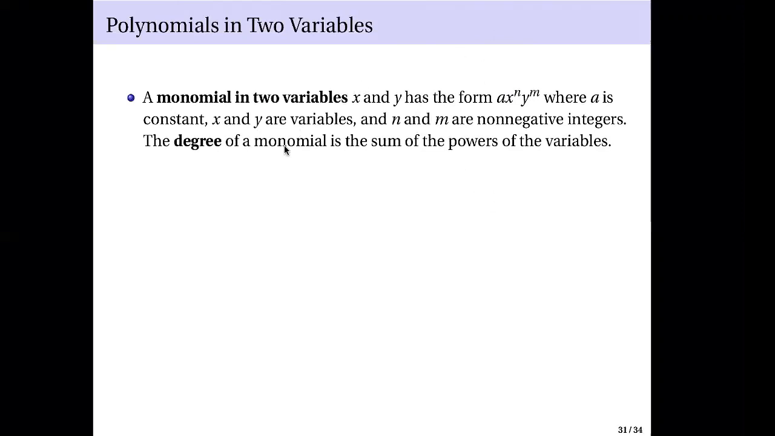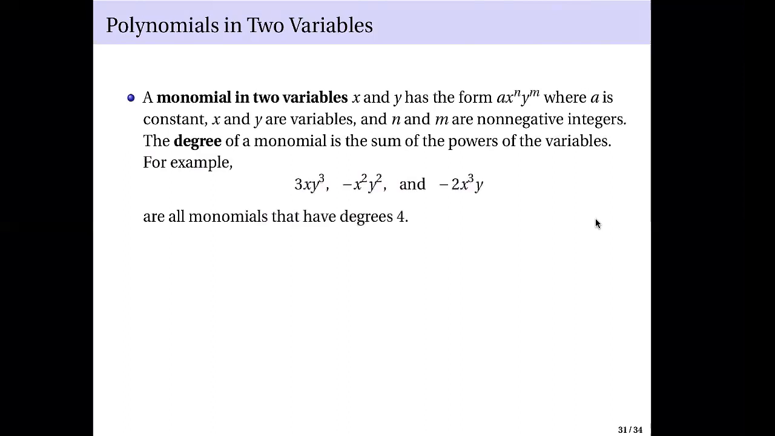The degree of a monomial is the sum of the powers of the variables. So in this case, you have n plus m. You have two variables: the degree of x is n, the degree of y is m. The degree of the term a x to the n, y to the m is n plus m.